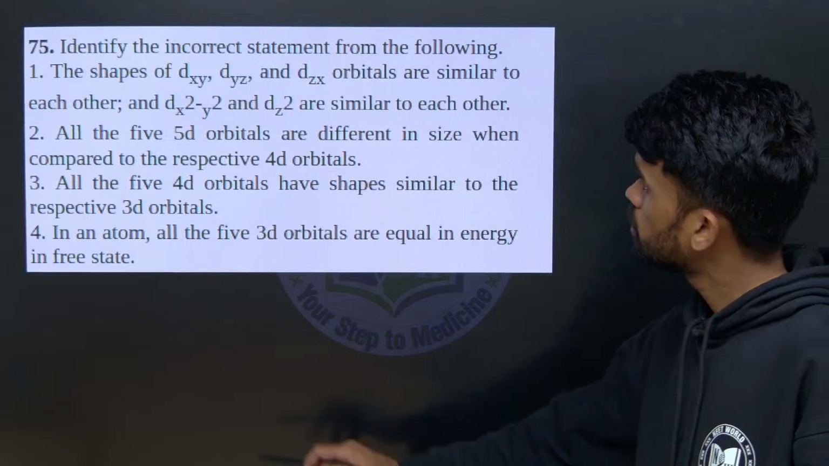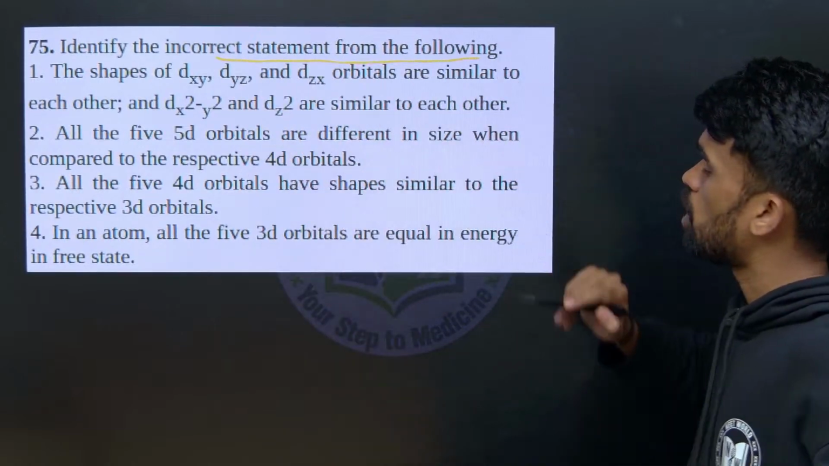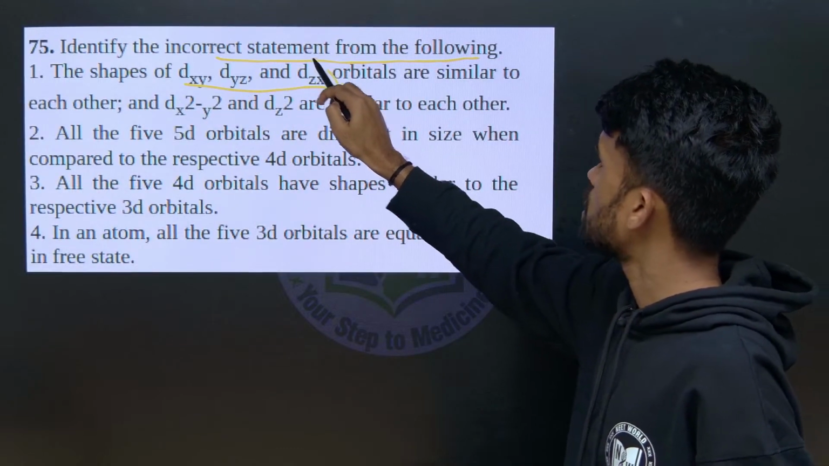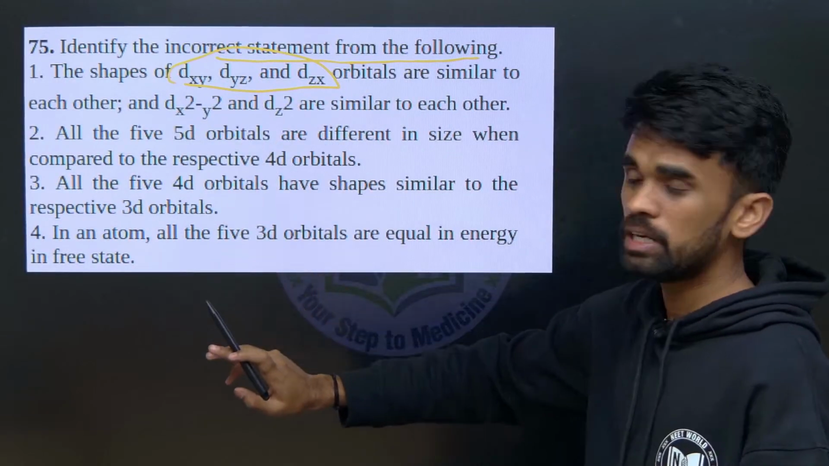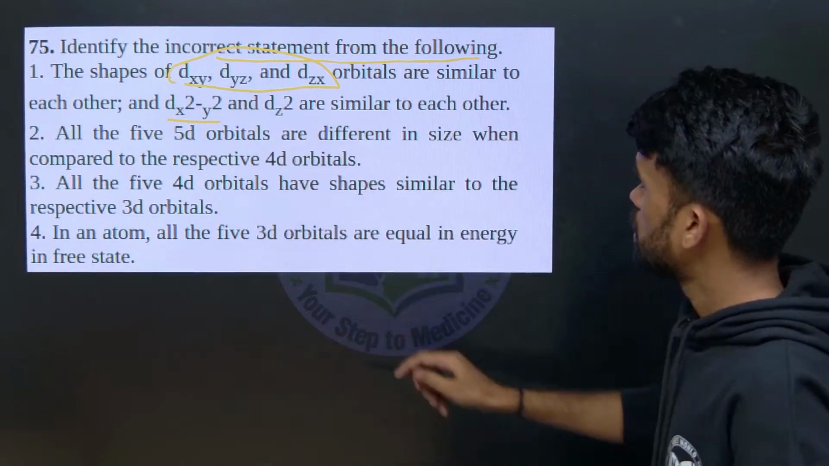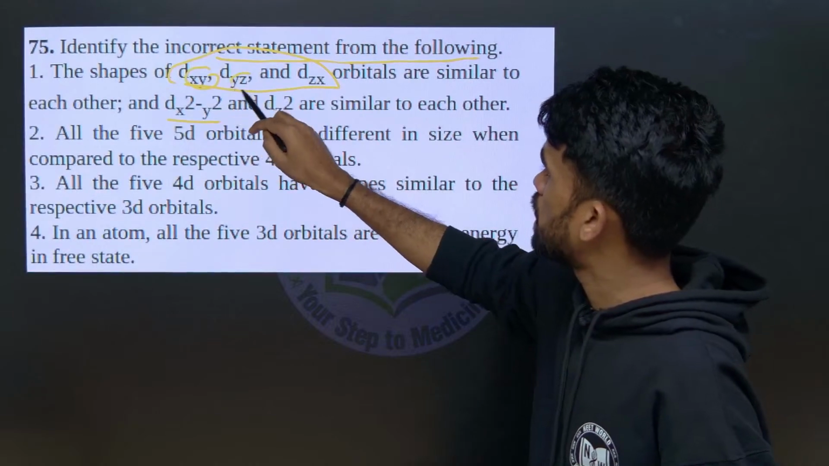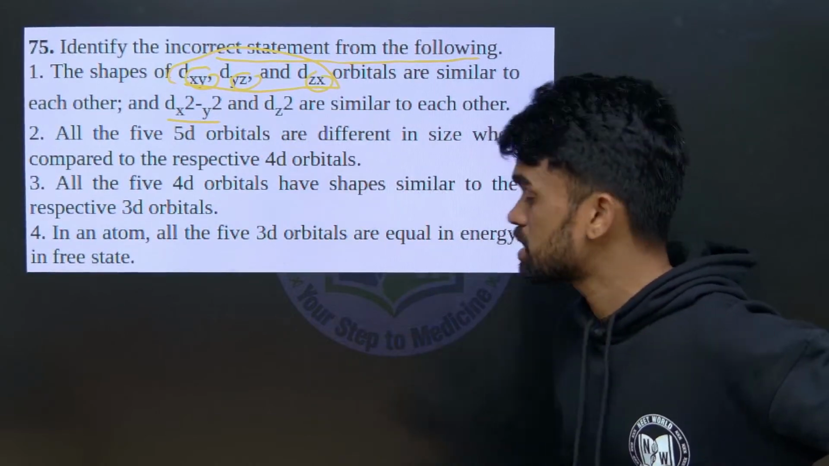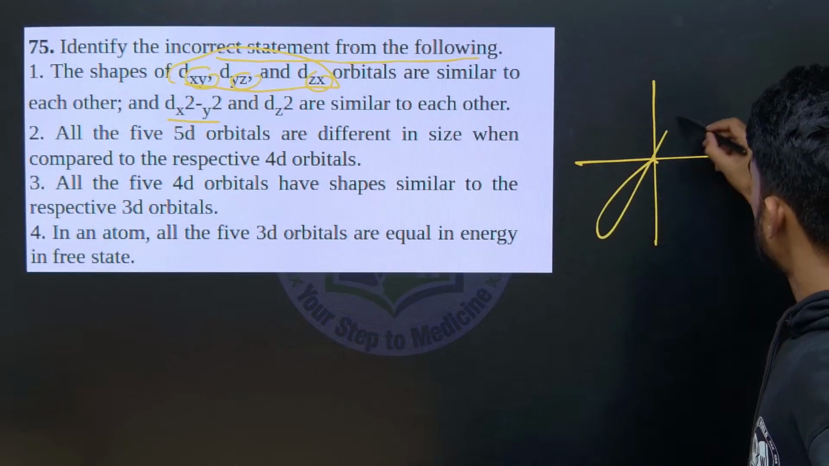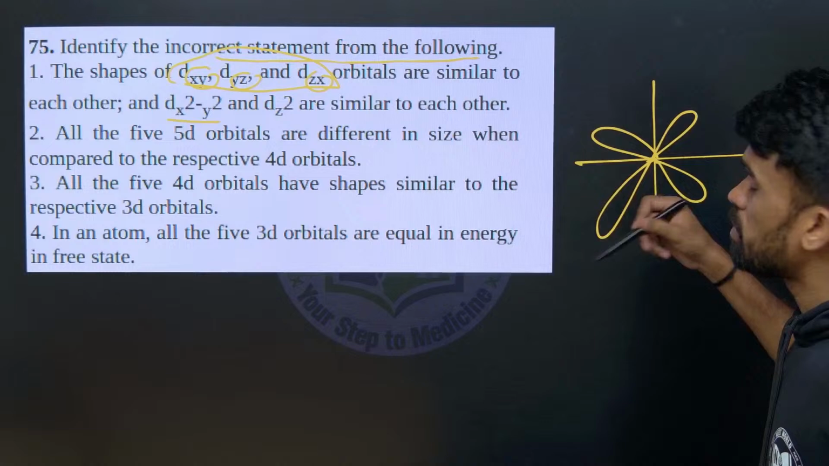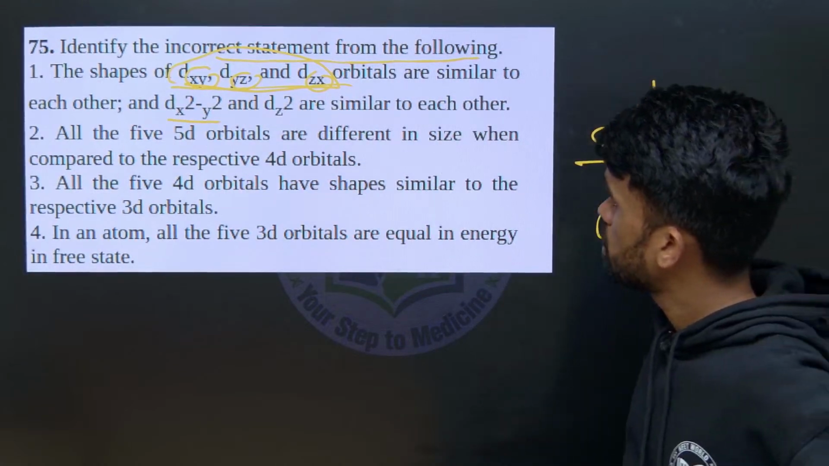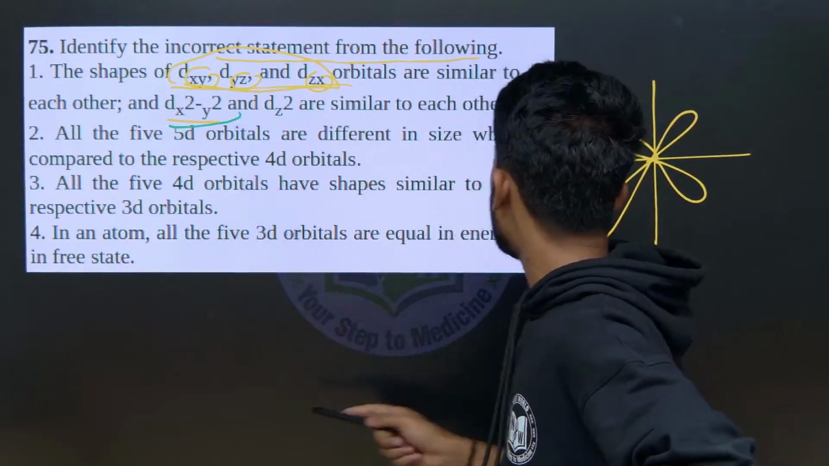Now here, identify the incorrect statement from the following. The shapes of dxy, dyz, dzx are similar to each other. Yes, correct. See why I am saying they are correct: they lie in between the axes xy, yz, zx. So if this is the y axis and this is the z axis, it will be like this. So in between the axes, similar to these others also. The first three are the same, but the next one, dx square minus y square, will be along the axis.